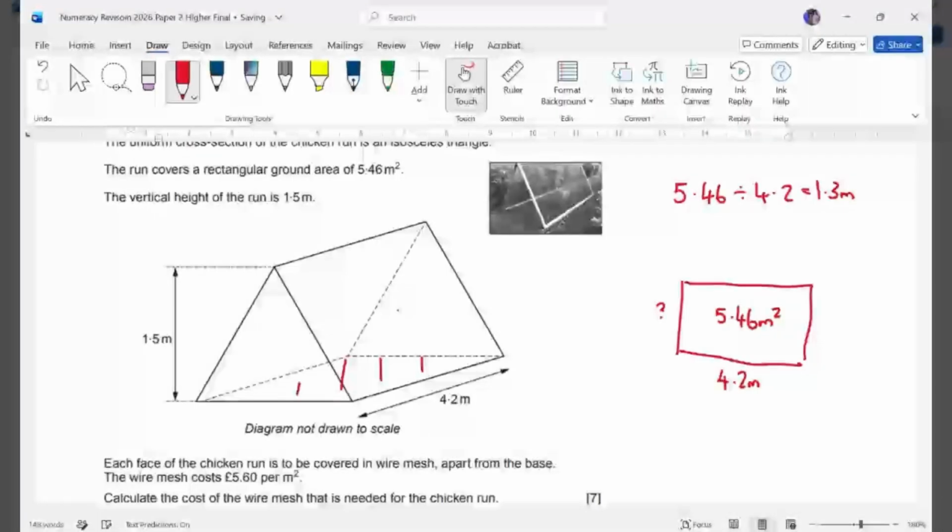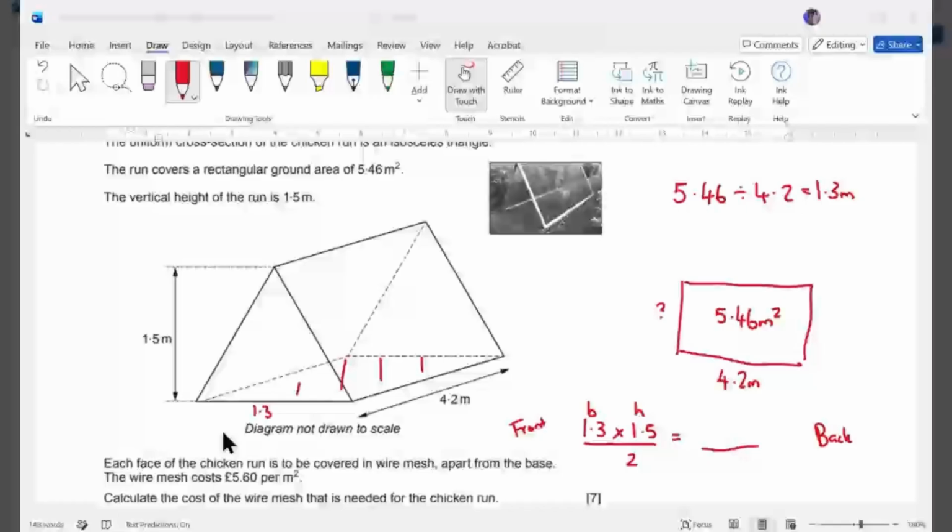Where are we to go? So the front triangle, my workings are going to be all over the place, is a triangle with base 1.3, height 1.5, divided by 2. Base times height divided by 2. That's the front. The back will also be the same. 1.3 times 1.5 divided by 2, I'm tempted to not round that. The back would be the same, 0.975.